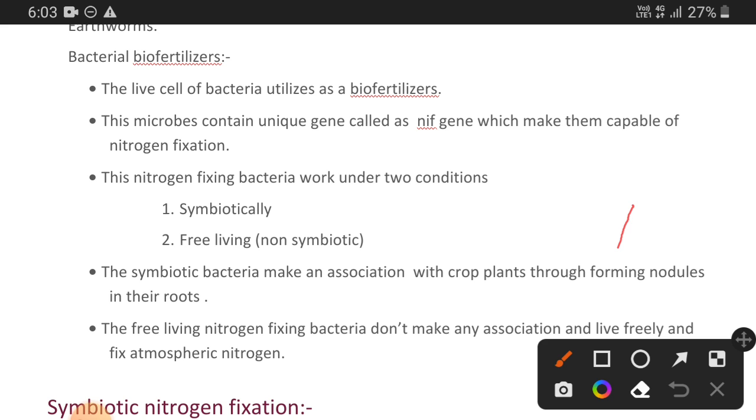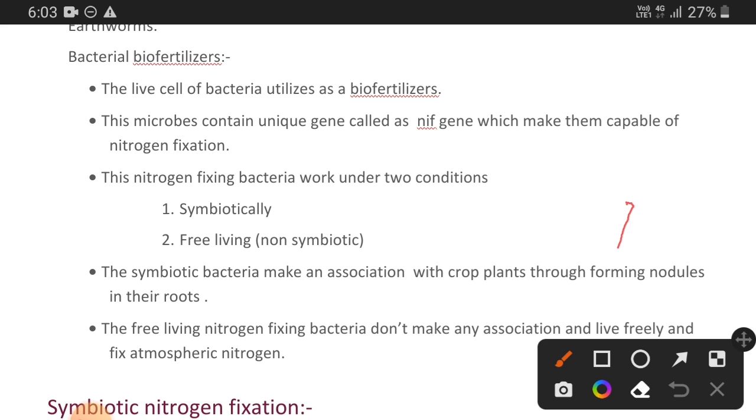There are two kinds of bacterial biofertilizers, and remember another thing, that most of the bacterial biofertilizers contain the NIF gene. What is that NIF gene? As its name suggests, it helps in nitrogen fixation. Ni for nitrogen and F for fixation. There are two kinds of nitrogen fixation: one is symbiotic nitrogen fixation, another is free living nitrogen fixation.